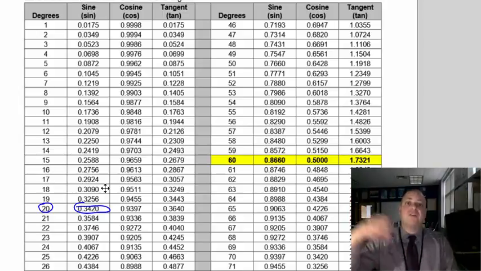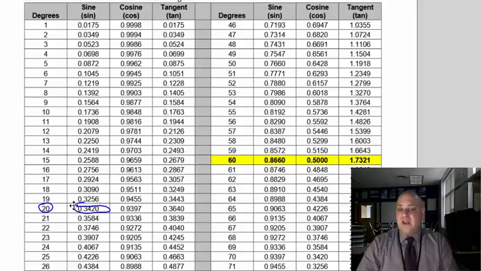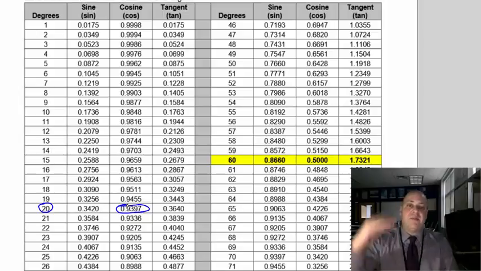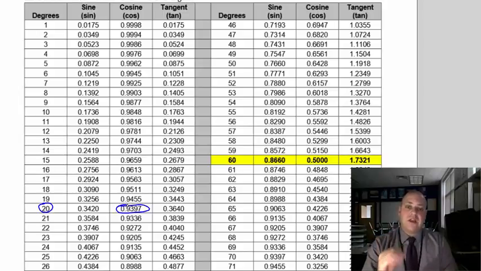If I know the hypotenuse, I can find the opposite. If I know I have a 20-degree angle and I know cosine is 0.9397, that means the ratio has to be 0.9397. When you divide the top by the bottom, you've got to get 0.9397. Adjacent over hypotenuse is 0.9397. If I know the adjacent, I can find the hypotenuse, and so on and so forth. And that's true for any angle.